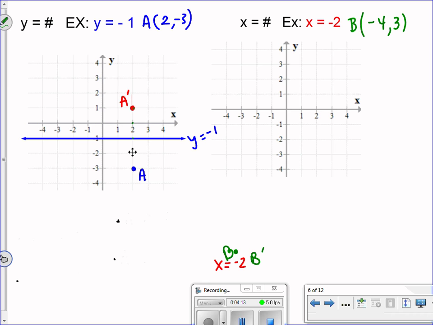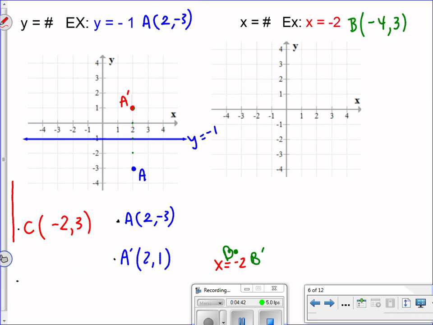One of the things I want to point out is that whenever you do a reflection, if I were to draw a line between the reflected points, it will always create a perpendicular to the line of reflection. So the point (2, -3) maps to the point (2, 1). And we call that A prime. Put me on pause, and see if you can do this point on your own. Reflect that point across the equation y equals -1.